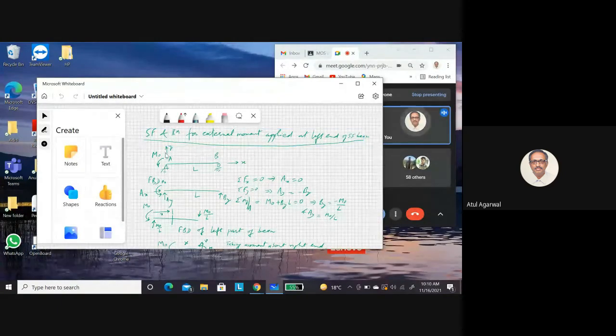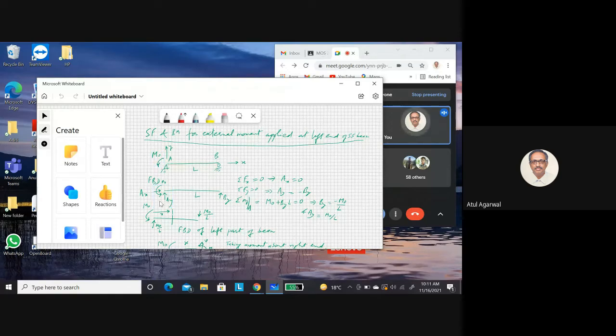So I'm sure I have shown a simply supported beam. You see it is hinged at one end and there is a roller support on the other end. That's the way you have defined a simply supported beam. And you have applied a bending moment, an external moment, on the left hand. Now you want to solve.